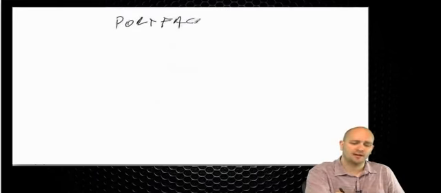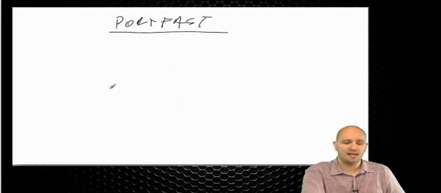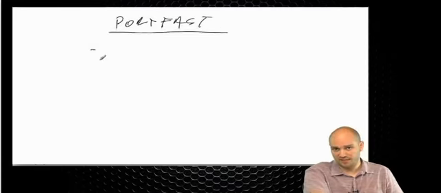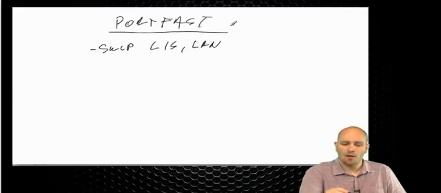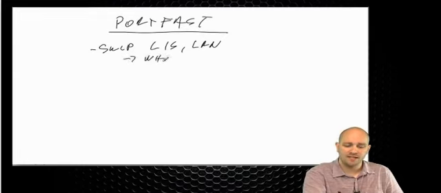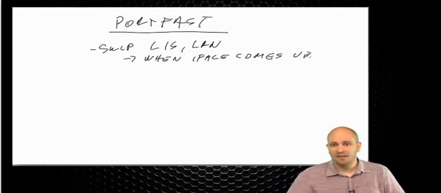Now, the usual understanding of this feature is that the interface that has Portfast enabled on it will skip the listening and learning phases of the spanning tree. The important thing to know about this is that it applies only when the interface comes up. So this does not apply if the interface was, for example, in the blocking state and has Portfast enabled on it. In that case, the interface will actually have to go through the listening and learning phases, and I will explain why.